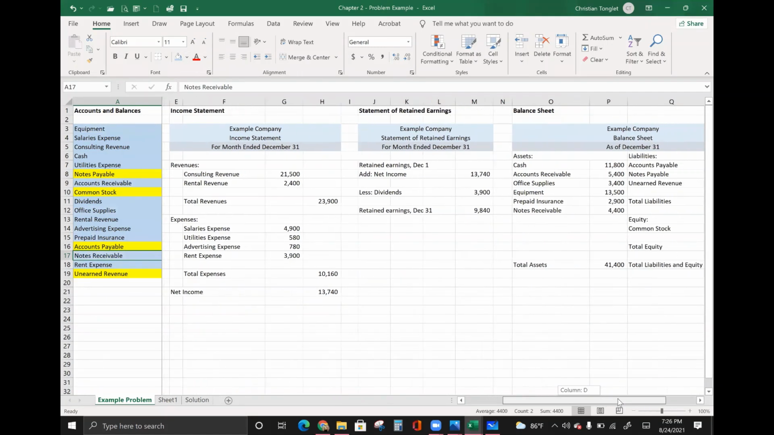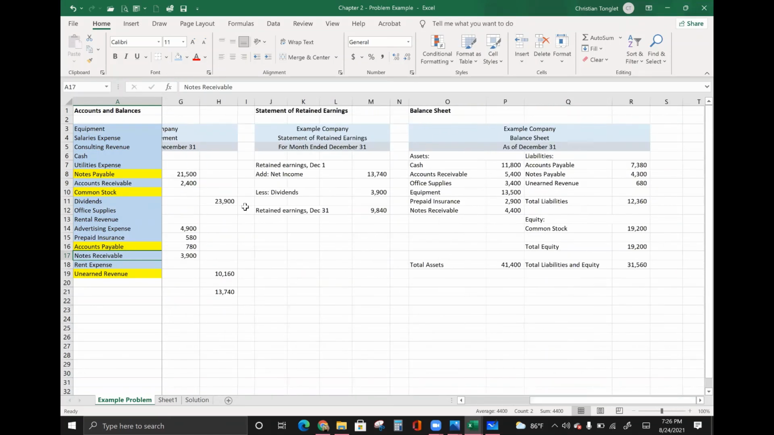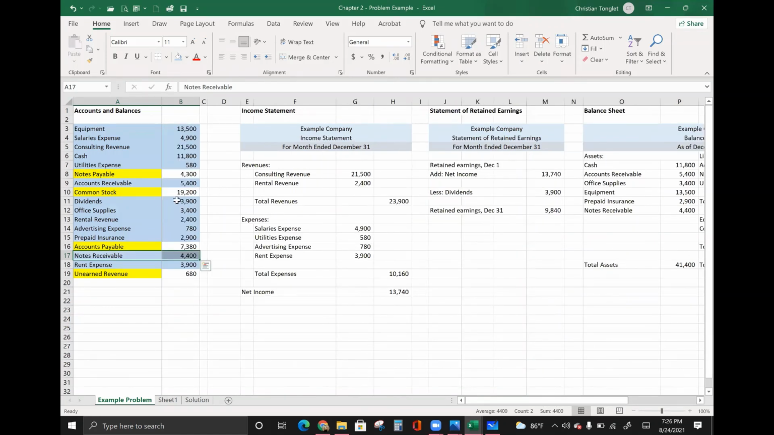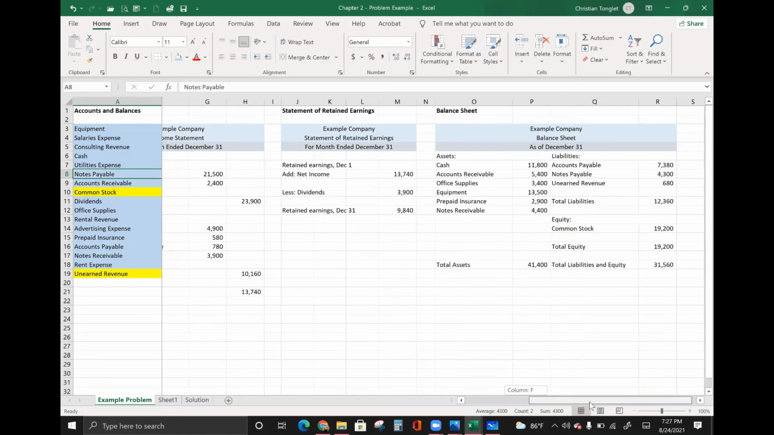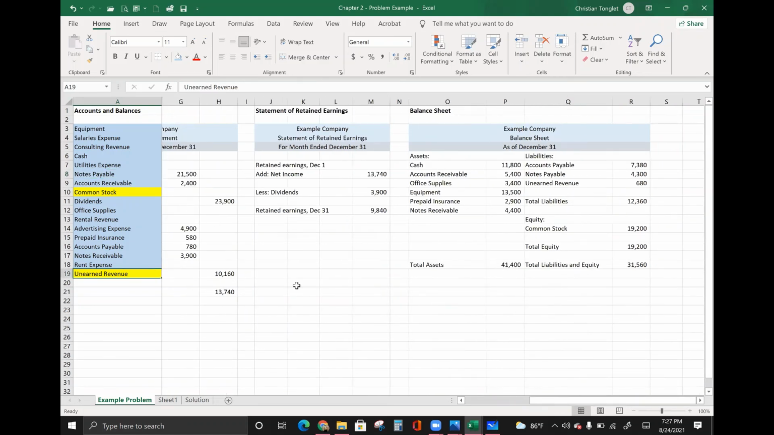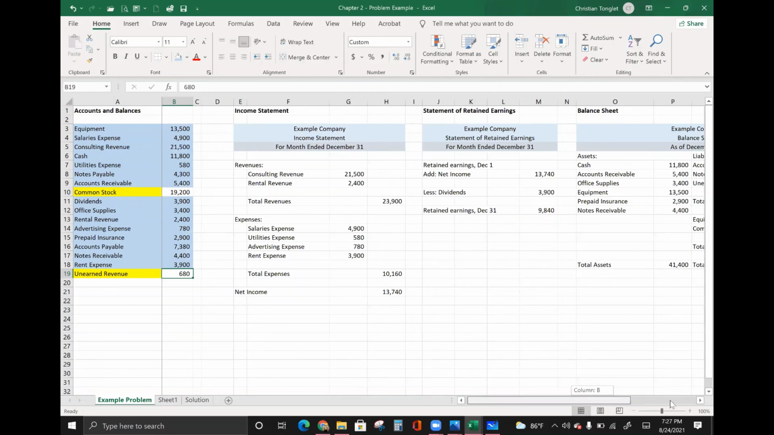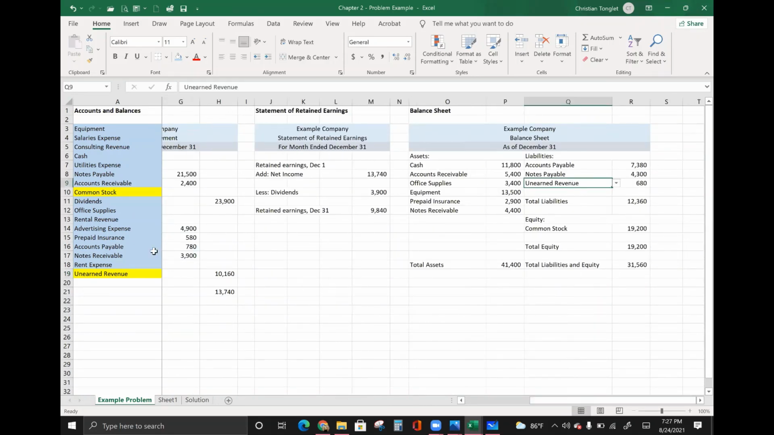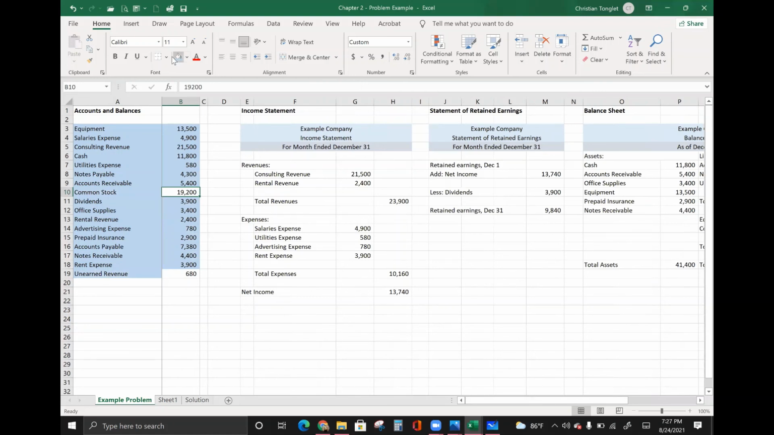I do have the answer on the next tab, just in case we had an issue. Okay, so accounts payable was 7,380. We had notes payable of 4,300. Unearned revenue was 680. That's right. Common stock was 19,200. Okay, it looks like everything's right, so I'm not sure.